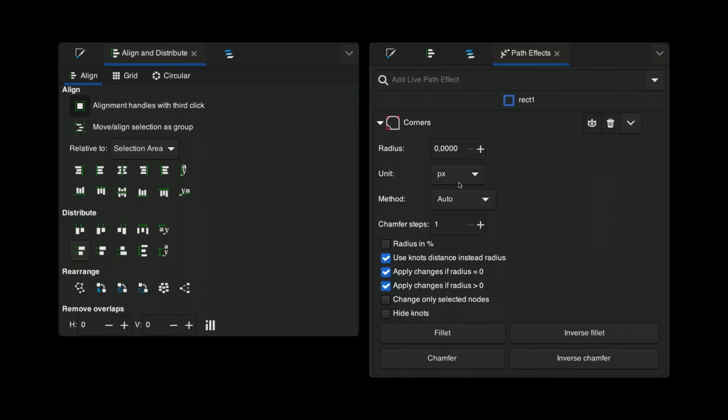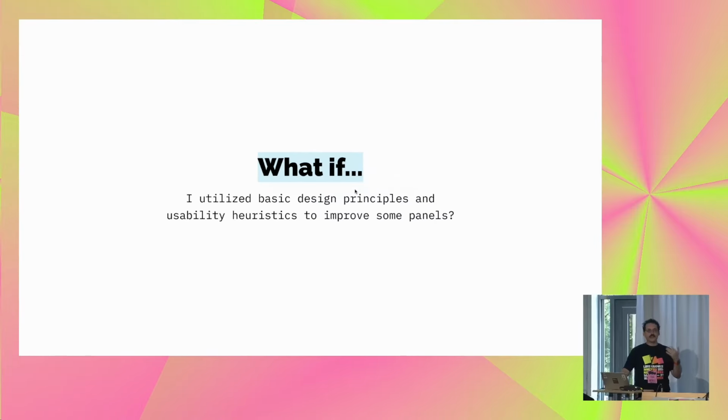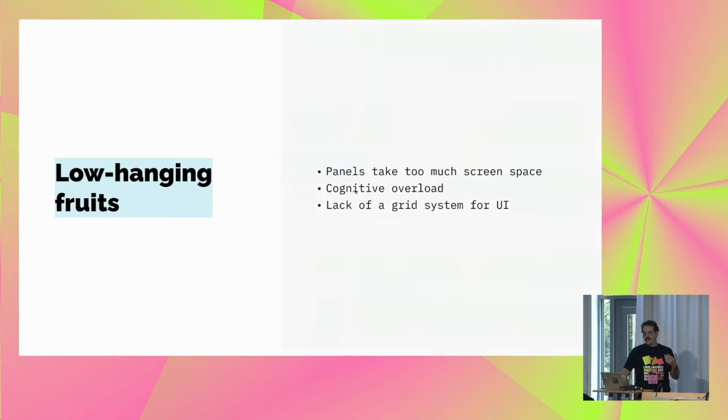We also have the live path effects, which are super powerful, but again, you can see some issues here. For example, screen real estate is not well utilized, and there is no clear reading order because of a lack of a grid system. So I started wondering, what if I could utilize some basic design principles, design heuristics, and Gestalt principles to improve some of the panels? Some of the low-hanging fruits, as I mentioned: panels take too much screen space, there's cognitive overload, and a lack of a grid system for the UI.